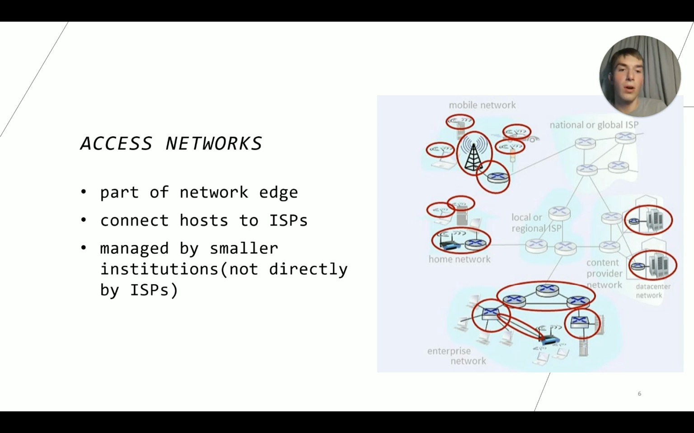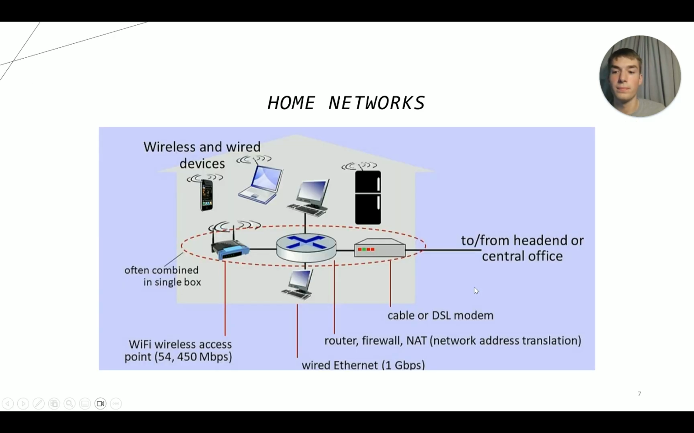Access networks are also considered to be at the network edge. And these are going to connect your hosts into internet service providers. And internet service providers are simply the organizations that provide the broader, more regional or global infrastructure of the internet. Access nets, contrary to ISPs, are generally smaller, and they're managed by institutions. And so we're going to look at a few examples of access nets here.